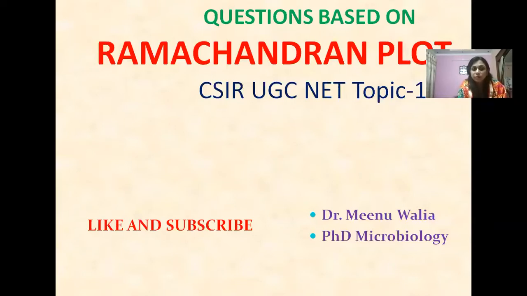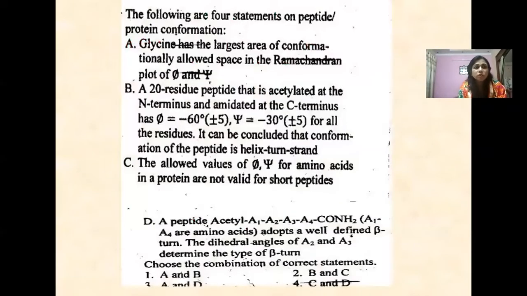In my earlier video, I discussed the Ramachandran plot. The Ramachandran plot describes the secondary structure of the protein. In this structure, we discussed two kinds of dihedral angles, and these dihedral angles are present in the backbone of the secondary structure, right? So in this video, I'm going to discuss various questions. And the first question is, the following are four statements on peptide or protein conformation.